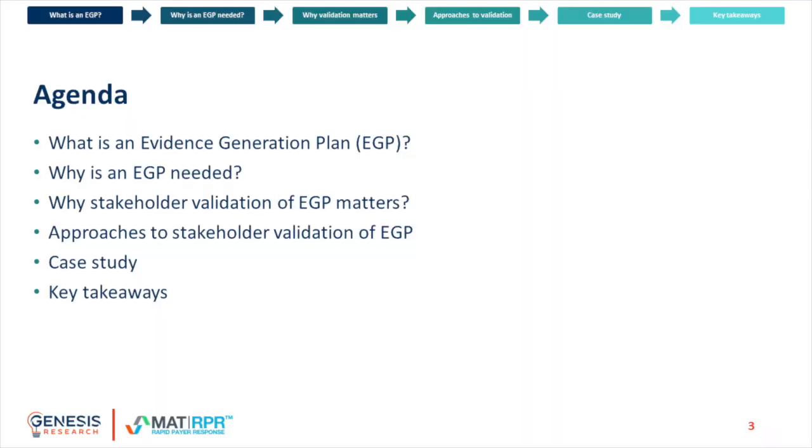So let's dive into the topic at hand. What I'm going to be covering in the next couple of minutes is what is an evidence generation plan? Why do we need one? Why do we need to validate our evidence generation plan? And what difference does it make? Approaches to stakeholder validation of evidence generation plan, a quick case study based on the time constraints, and then some key takeaways. From this point onwards, I'm going to be just calling them EGPs rather than saying evidence generation plan.